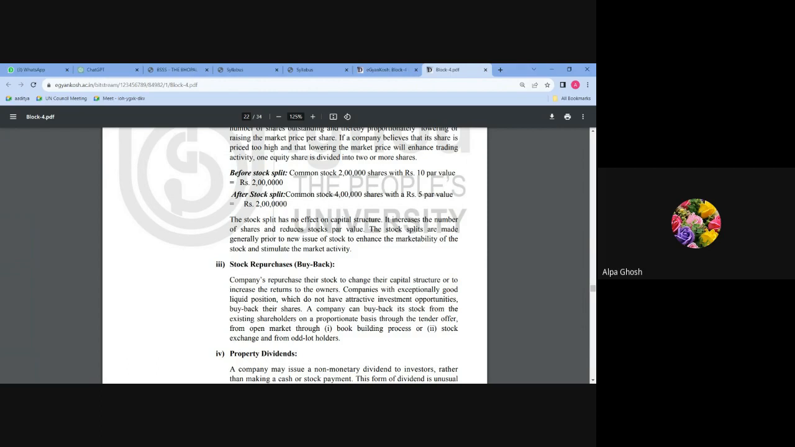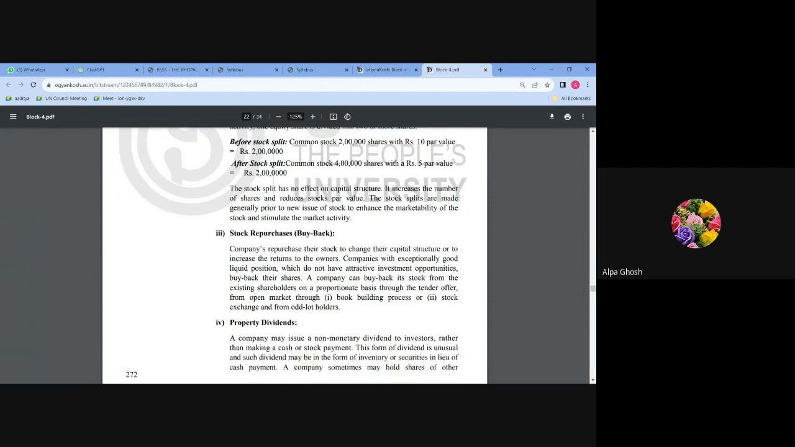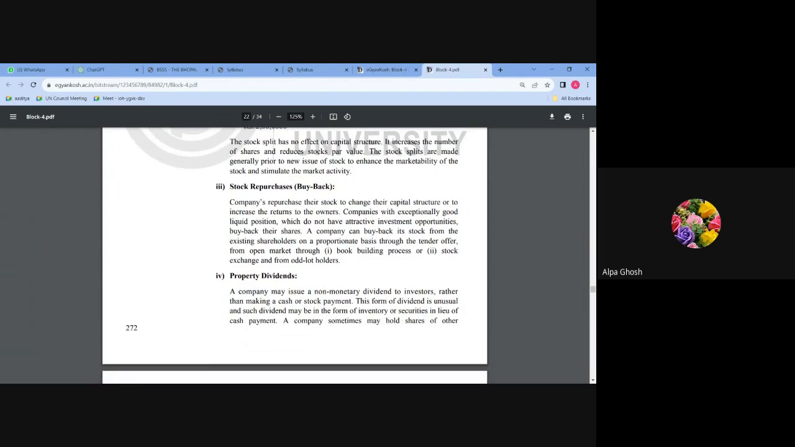Next, it is property dividend. You assign any of your asset property against the payment of dividend. A company may issue a non-monetary dividend to investors rather than making a cash payment or a stock payment. This form of dividend is unusual, and such dividend may be in the form of inventory or securities in lieu of cash payment.